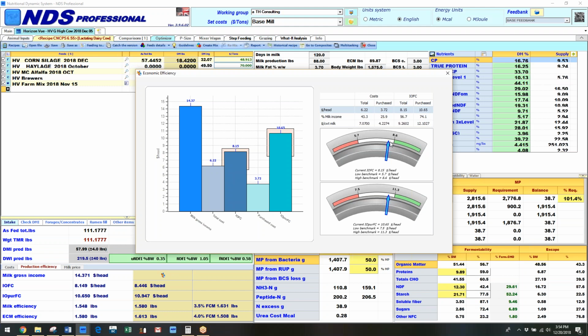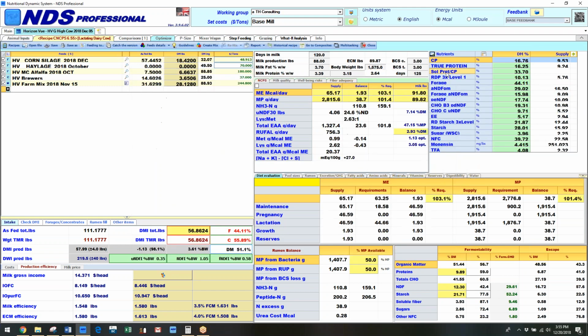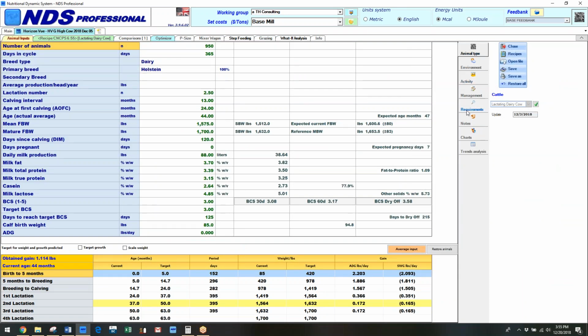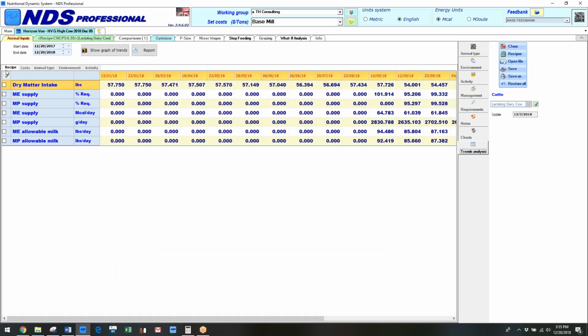It's more like an ongoing look at what we're working with. So here's what we're seeing on this farm. And the interesting thing is that if you've done this over a long period of time on a dairy, you can actually go to the animal input section, and we've looked at all of these, but there's something that the programmers and the Ruminant group have put in called trend analysis. And you can actually define some of these things in the recipe as far as the ME and MP supplied, allowable milk or something.